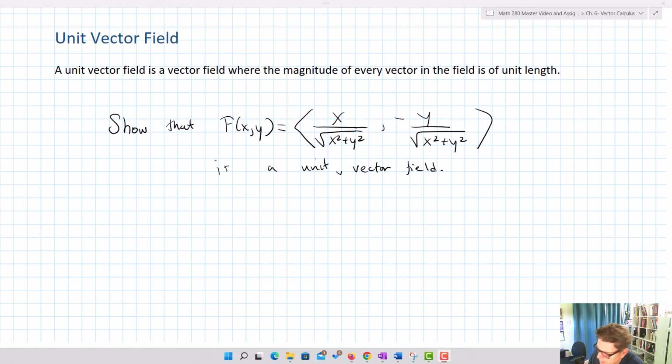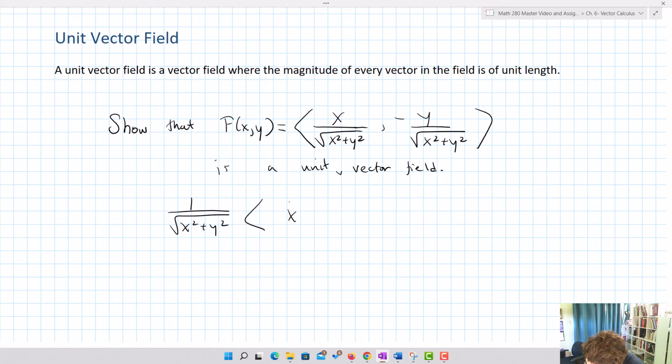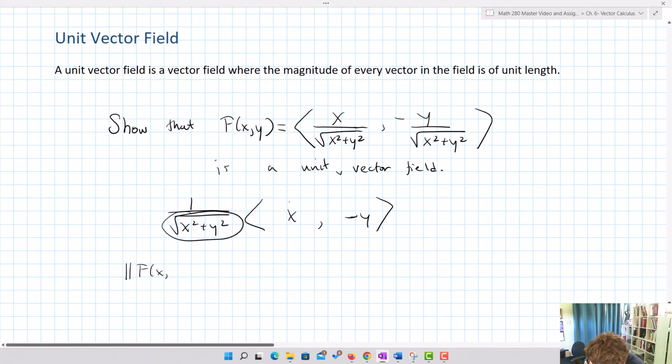One thing you can notice is that this is 1 over the square root of x squared plus y squared, times x, negative y. And what you'll notice is that this is the distance that xy is away from the origin. So this should be a pretty dead giveaway that we are looking at a unit vector field. We're dividing through by the magnitude anyway. But if we look at the magnitude of f of xy, we'll show that this is in fact going to be unit.